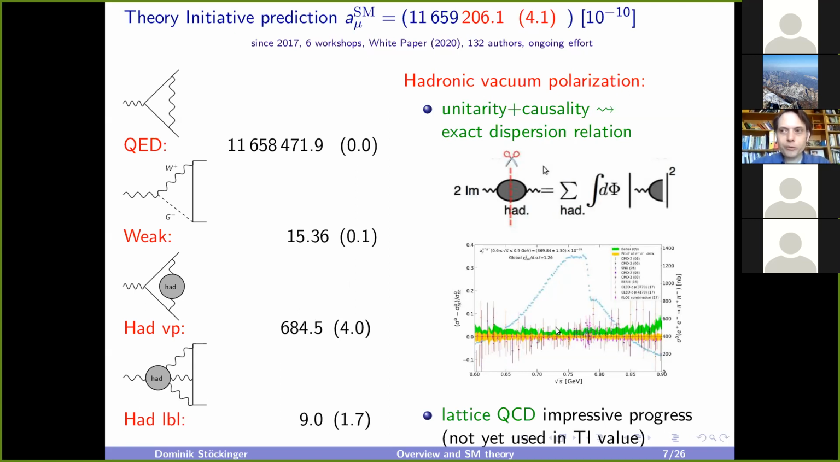And that is a reflection of the experimental precision. There are also lattice QCD calculations coming along recently. There is impressive progress, but this is not yet used in this theory initiative prediction, but it most likely will be used in the future.